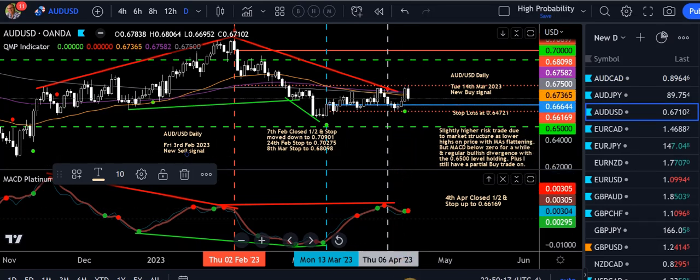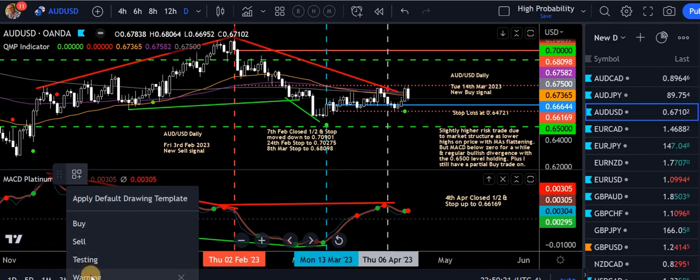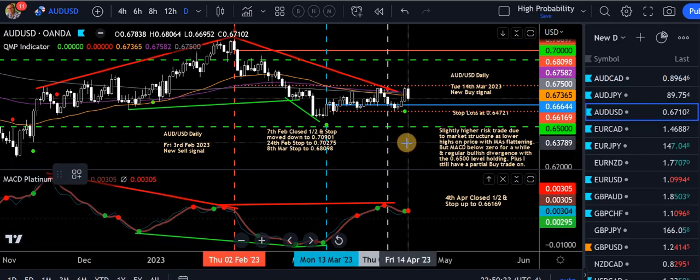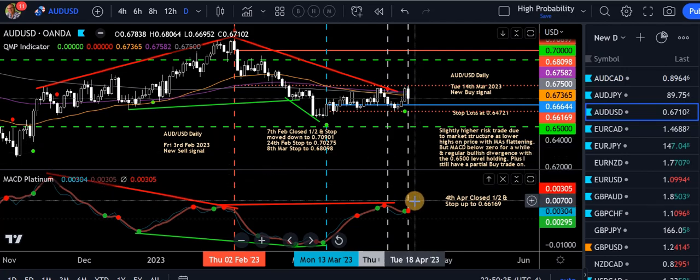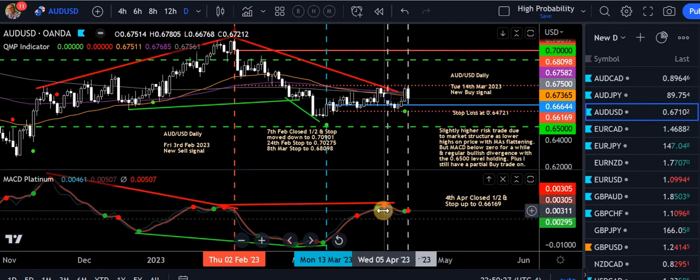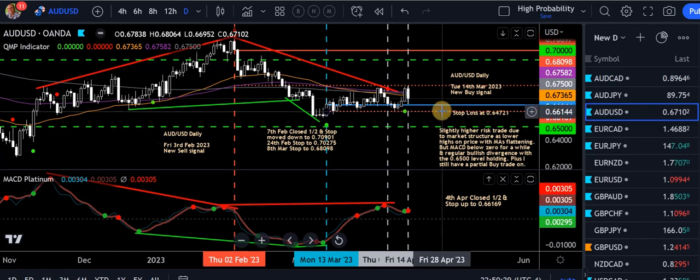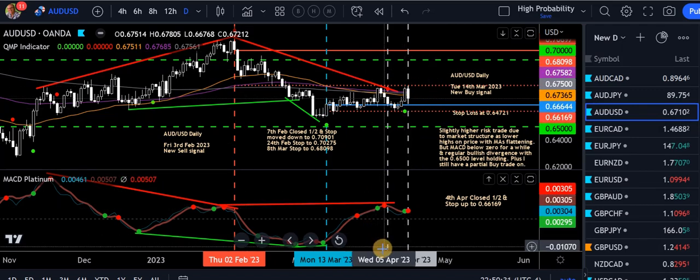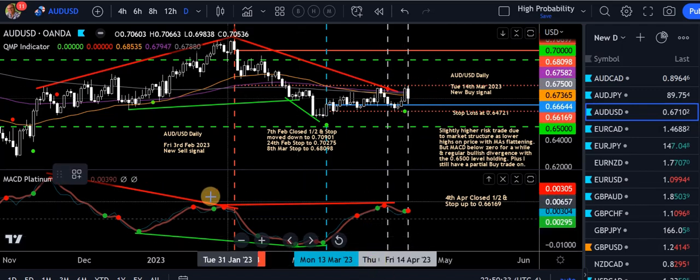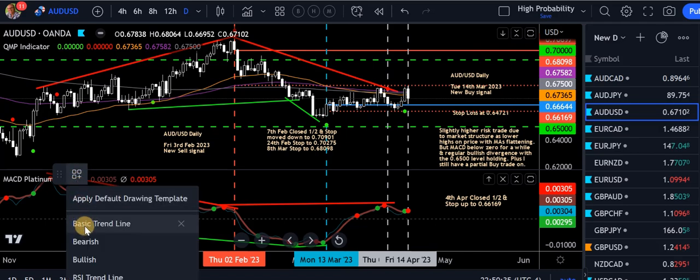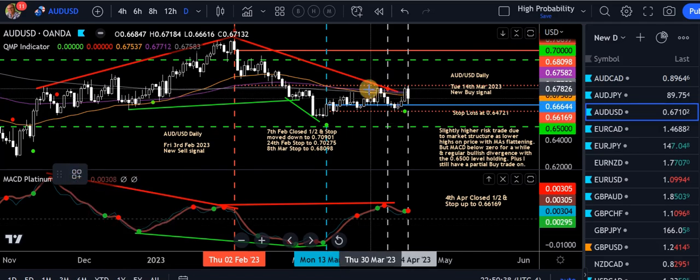Actually, I should draw another vertical line there, just to draw a warning line. We've now got a red dot on the MACD Platinum above the 0 level. I didn't take that sell, but I'll be potentially looking at taking that sell, and you could even make an argument for a little resistance level there. So we'll just draw that near that stop there.